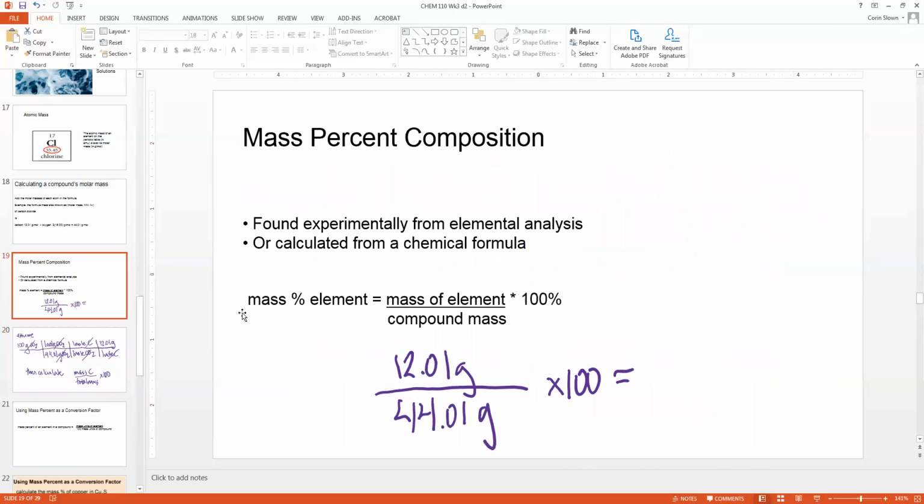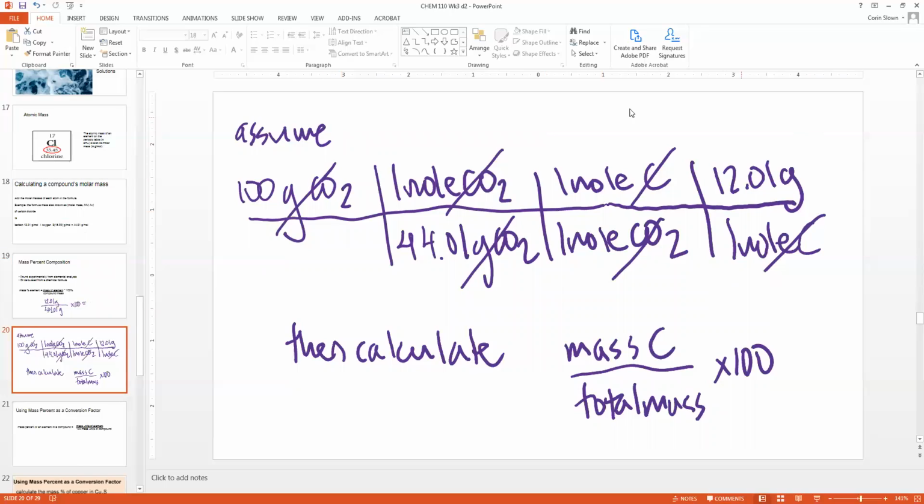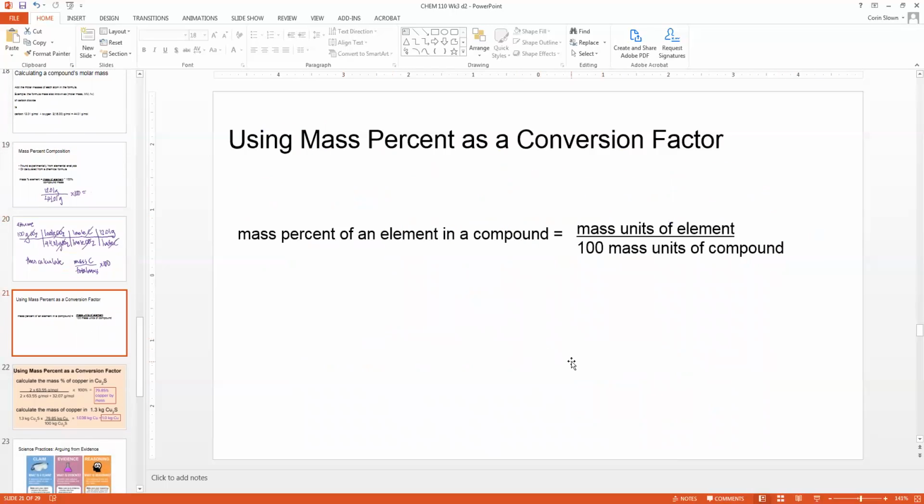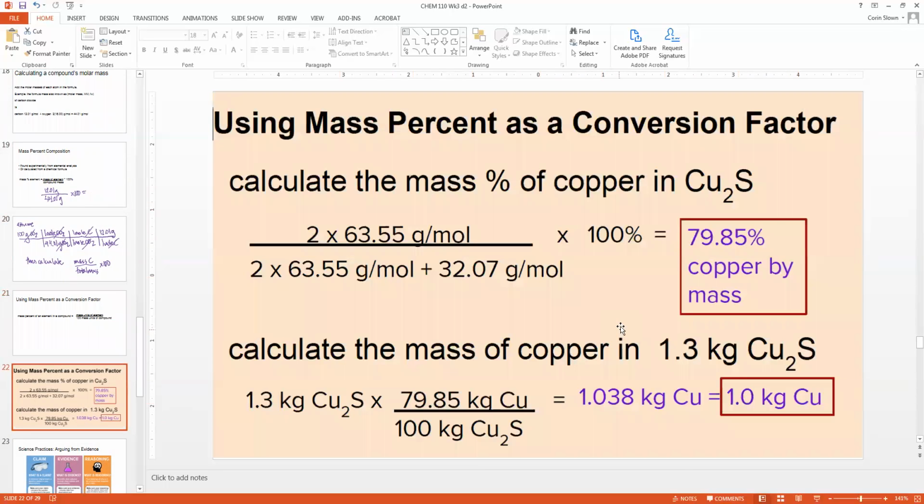So you can either do it directly from the mass as reported in the periodic table, or you can make an assumption that allows you to calculate out and cancel your units. Then you would just replace, in this case, your mass C and divide by your total mass, and then multiply by 100. We're going to practice this because it's also using mass percent as a conversion factor. So you could look at the mass percent of an element in a compound, which is equal to the mass units of the element divided by 100 mass units of the compound. Here's a great example of that, using mass percent as a conversion factor.